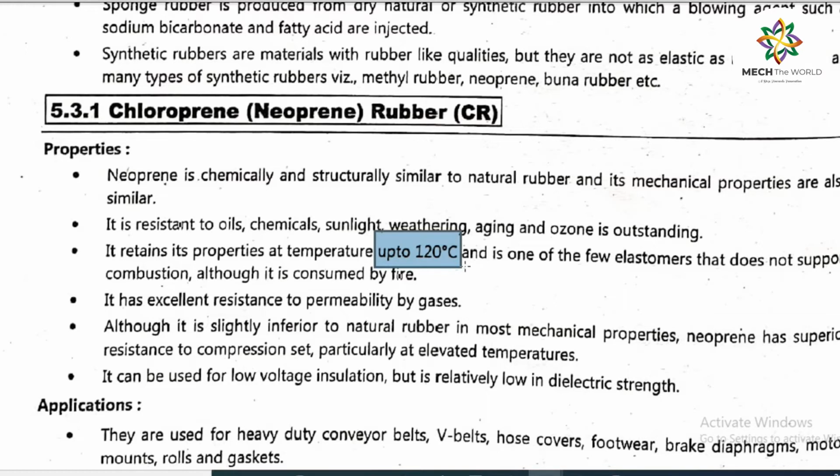but neoprene cannot be used broadly in electrical applications because of its dielectric strength. Its dielectric strength is somewhat low. So in applications where voltage remains at a lower level, just like your mobile charger, where the voltage is around 5 volts only, we can use this kind of rubber, neoprene.